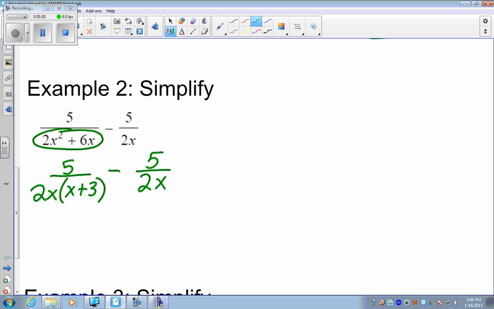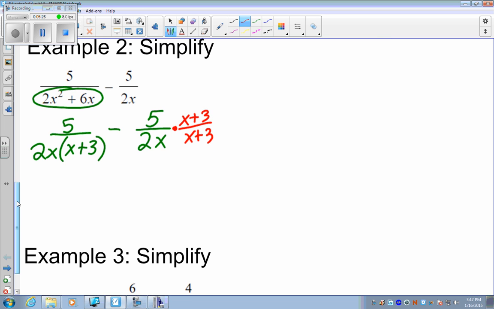Well, now I see both of my denominators have 2x in them. The only difference is one has an x plus 3 and the other does not. So the only thing you really have to do is multiply the second fraction by x plus 3 over x plus 3. This will give us like denominators. And if you didn't factor right away, you would not have seen this, most likely. So, multiplying that out, we have parentheses. I'm just going to carry this first fraction down.